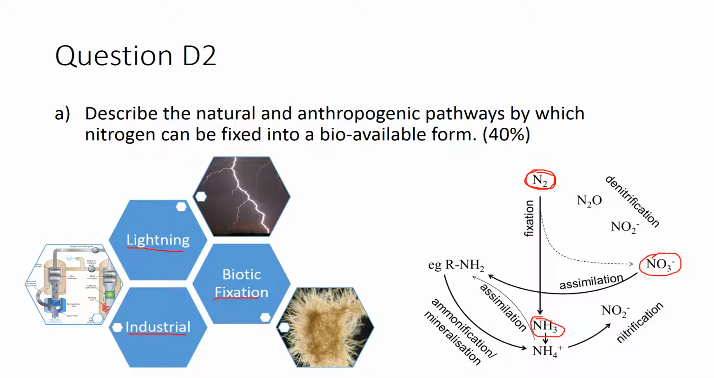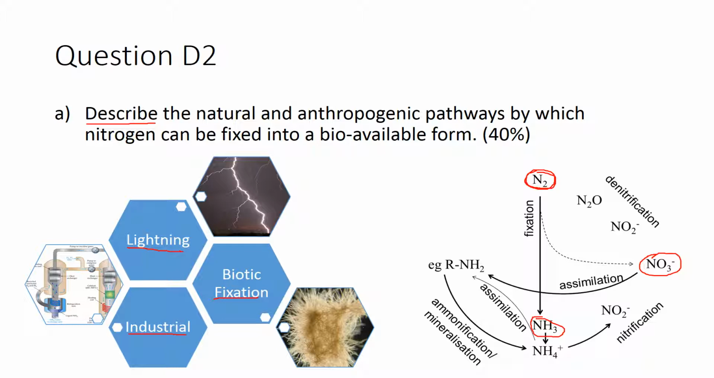So if you're doing your quick and short answer, you could just jot down those 3 terms: lightning, biotic fixation, industrial or Haber-Bosch process. Okay, and then move on, and then come back to that question later on. And you've at least got some credit for that. But then the key part of the question here is to describe. So what we're also looking for is a description of each of these processes.